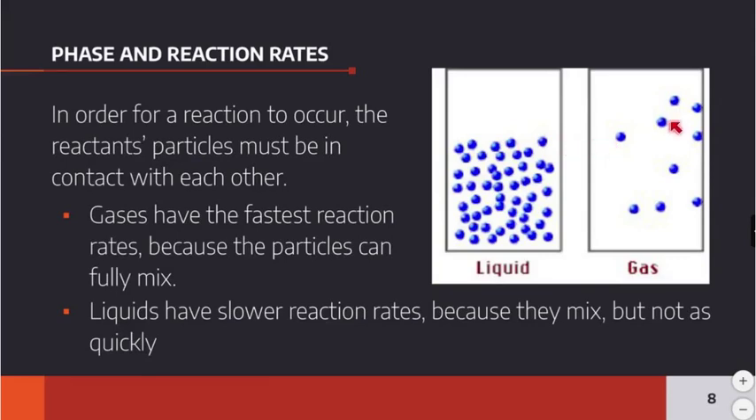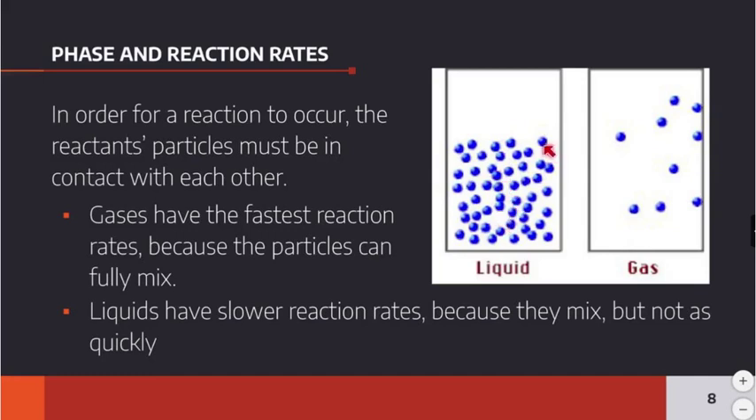Because those particles can fully mix. They're flying around inside the container, going every which way, and so any particle in a very short time can run into any other particle in theory, and that's really easy to do. So they have the fastest reaction rates. Liquids, on the other hand, have slower reaction rates.